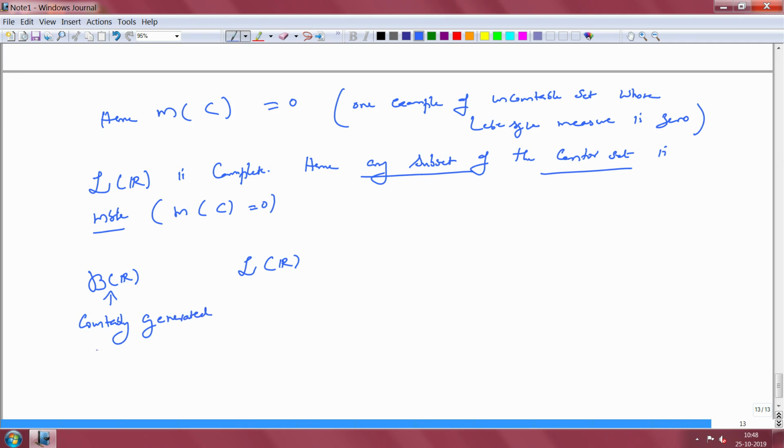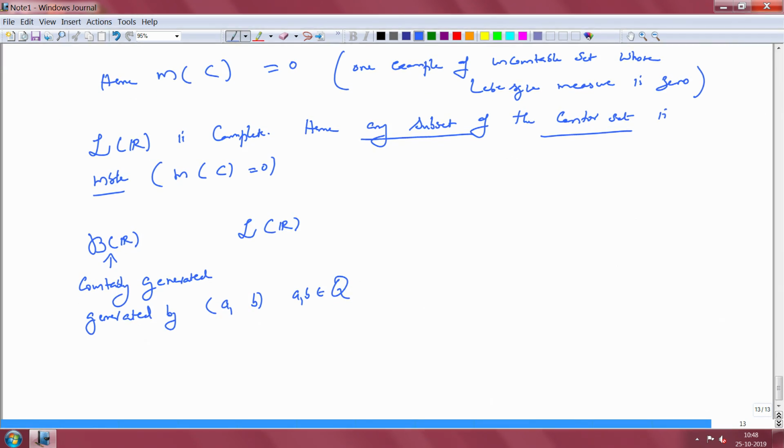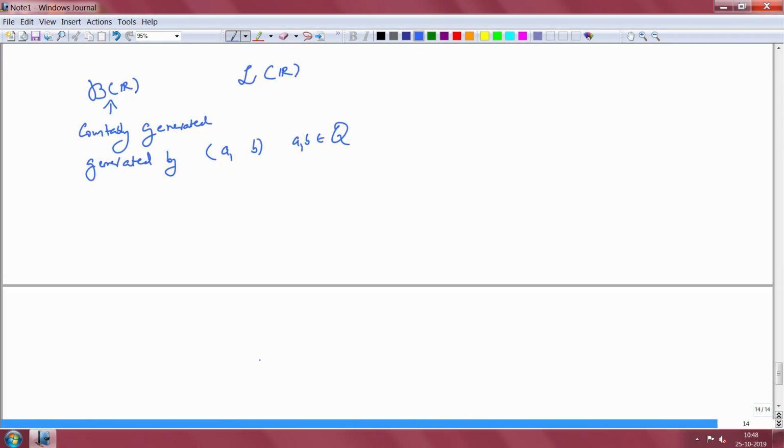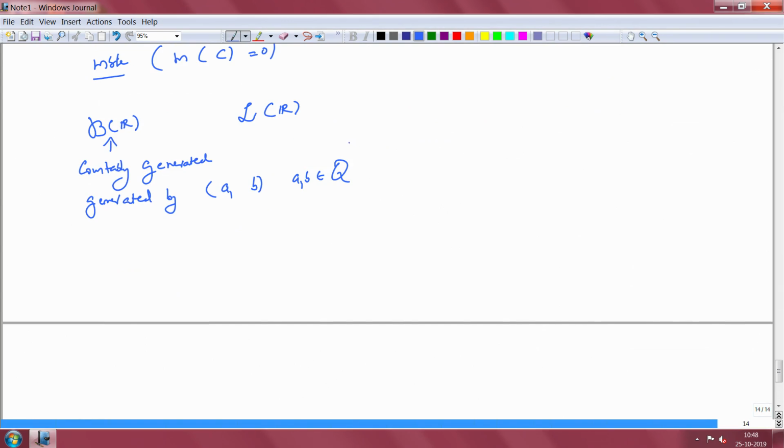What does that mean? It is generated by open intervals (a, b), where a and b are rationals. So, there are only countably many such open intervals, and that generates B of R. From this it can be shown... I am not proving any of this, this is simply an assertion.